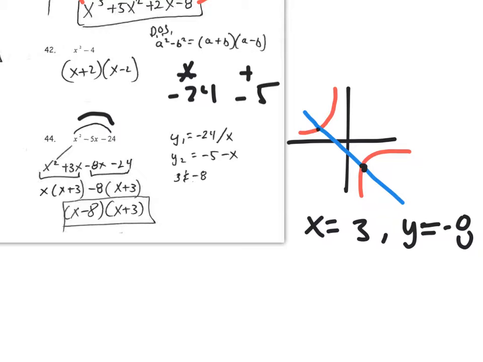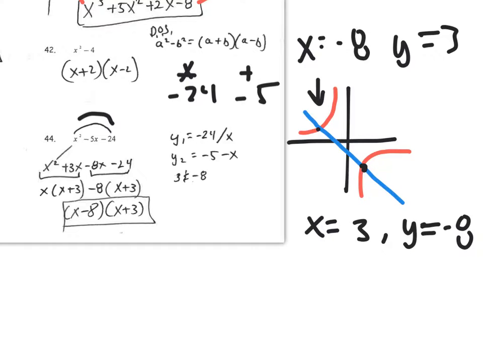If I had done this point up here, I'm going to get x equals a negative 8 and y equals 3. Well, it doesn't matter, x and y. This is one case where I'm going to need both these numbers, 3 and 8. So I only have to find one of the two intersections. And the way we're going to do it is factor by grouping.